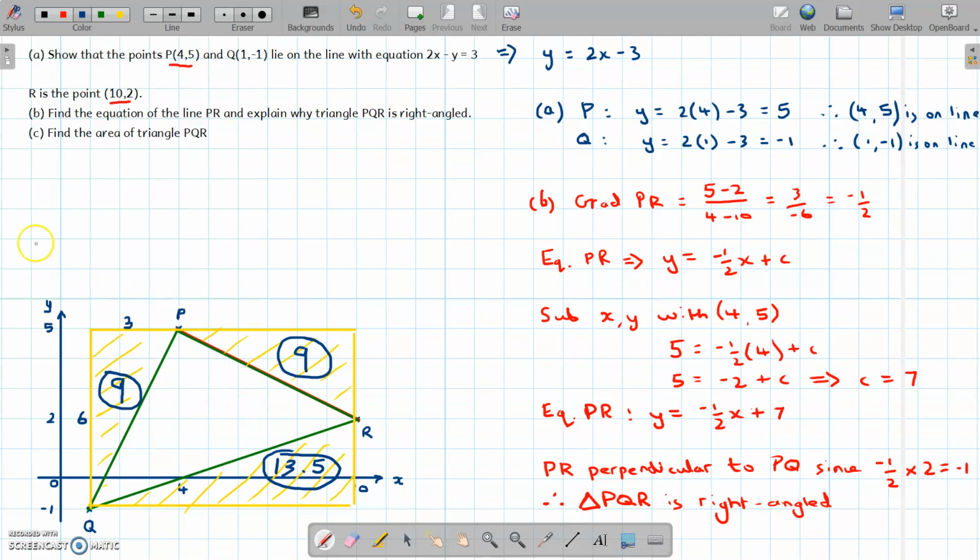So the total area, for part C, area PQR equals 54, which I got from 6 times 9, minus 9, and the other 9, and the 13.5. So those are the three areas.